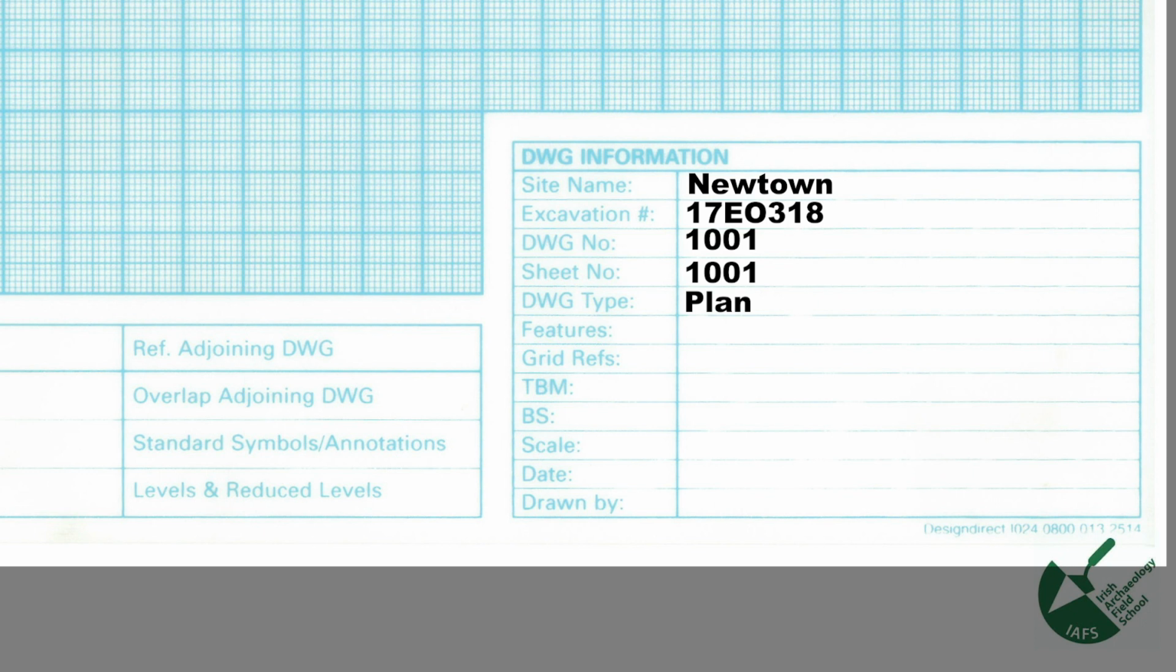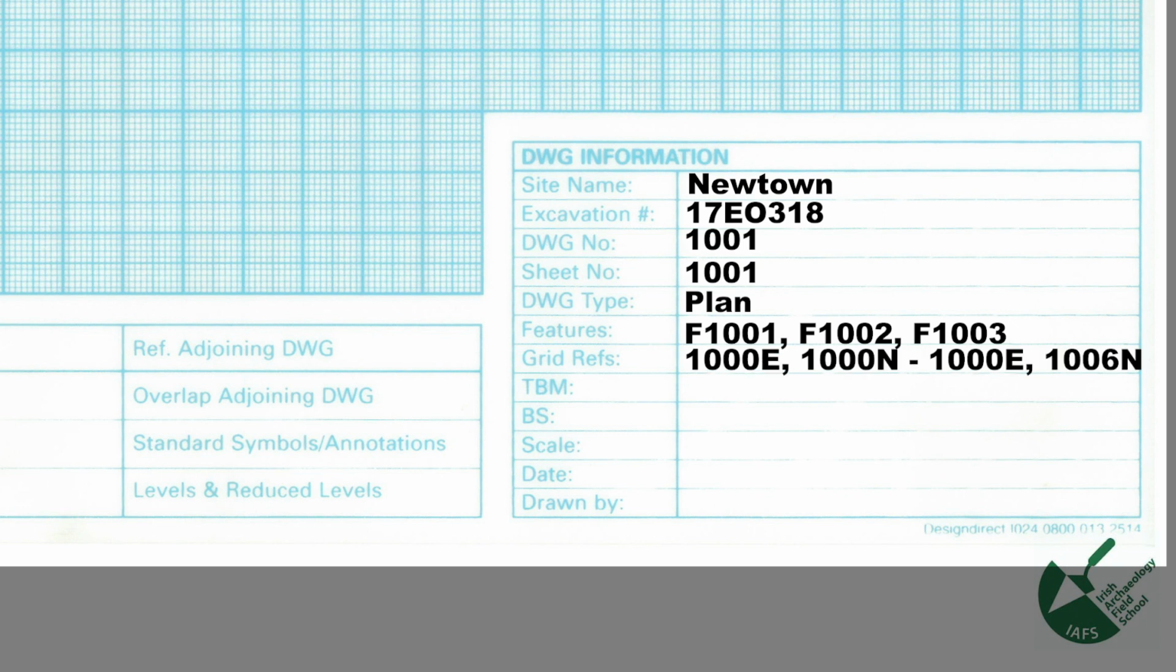Okay, some of you should already be aware of this, I'm sure, if you've been on sites. The feature numbers. So if you remember from our previous videos, everything is given feature numbers based on events, but we've talked about that previously. So this wall, for argument's sake, if this was cutting 1, could be feature 1001. The grave cut could be 1002. The fill of the grave cut 1003, etc., etc. But you list all the features that are on it. The grid references, 1000 east, 1000 north, 1000 east and 1006 north.